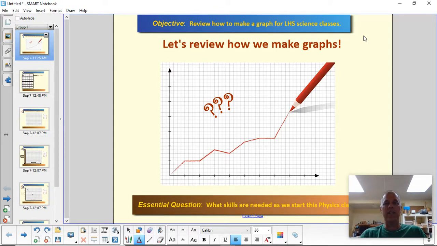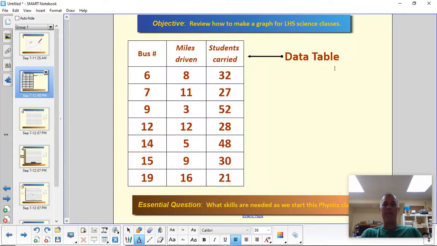Now, the first activity you're going to do in exploring physics this year is a lab activity where you're going to be taking some data and then you're going to graph that data and answer a question or two based on that graph. So this is just a hypothetical example here. I made up these numbers, okay? These aren't from the real school or anything.